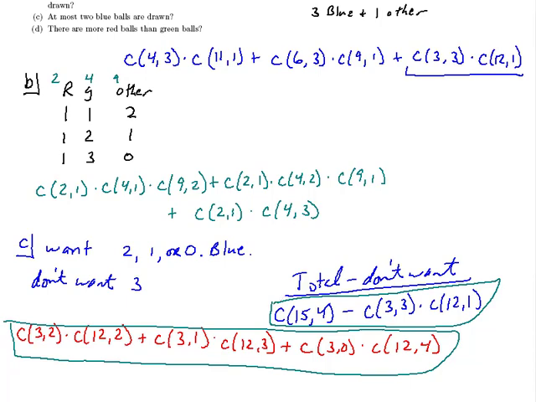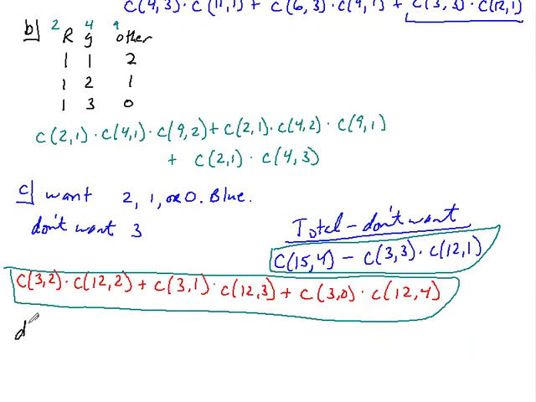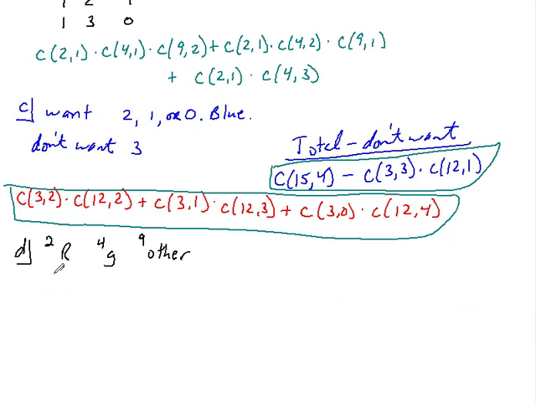Part D says there's more red than green. Now we have red, green, and other. And from above we know there were 2 red to start, 4 green, and then 9 others. And I want more red than green. So 1 red, 0 green, and we need 3 others. 2 red, 0 green, and 2 others. 2 red, 1 green, and 1 other. So these are all of the options we have.